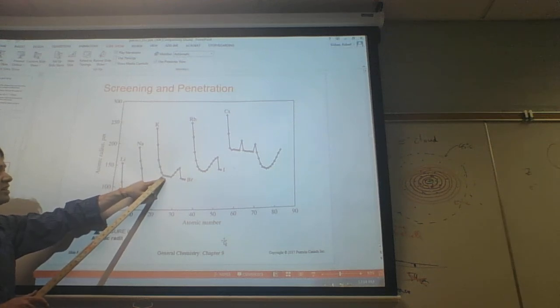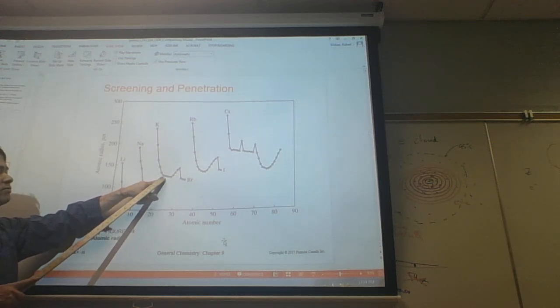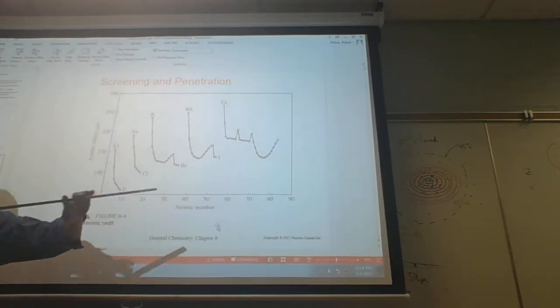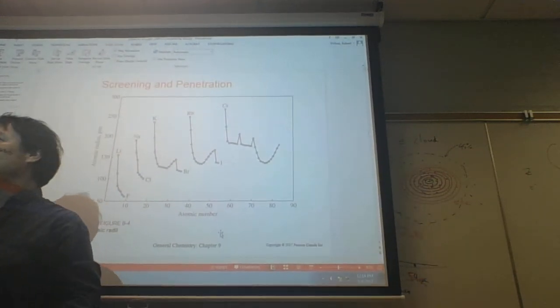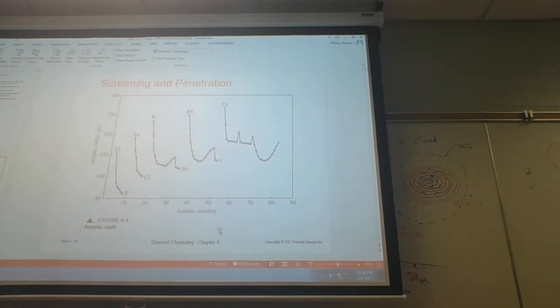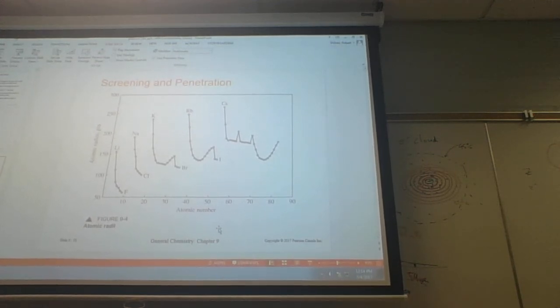And then we get here. Take a look what happens here. This is flat line almost. In fact, it is flat line. If I blew this up, there's flat line. The flat line occurs here. The transition metals are all about the same size.